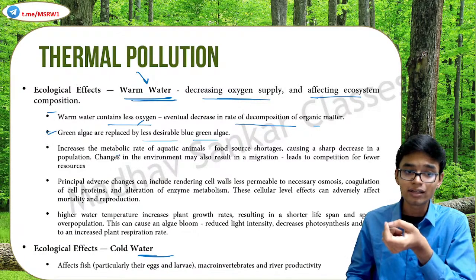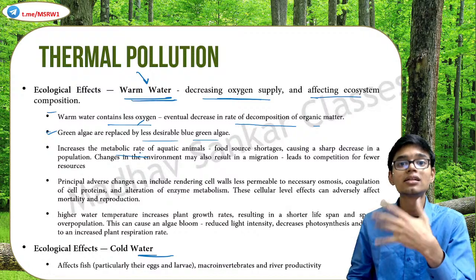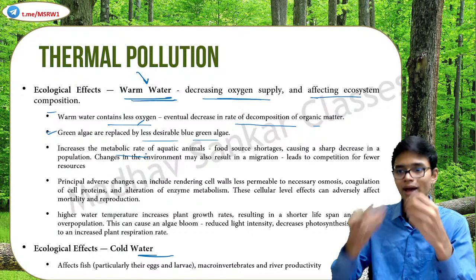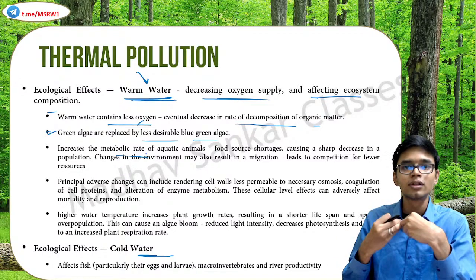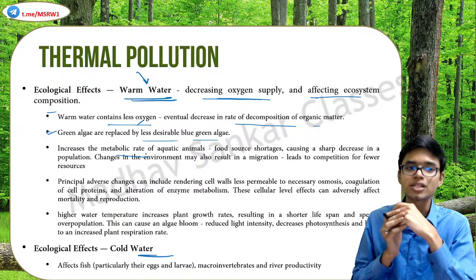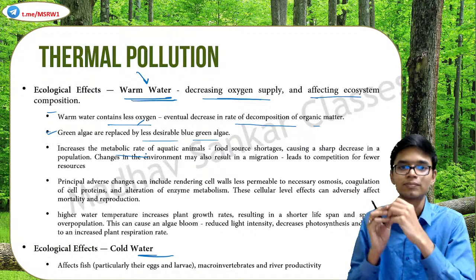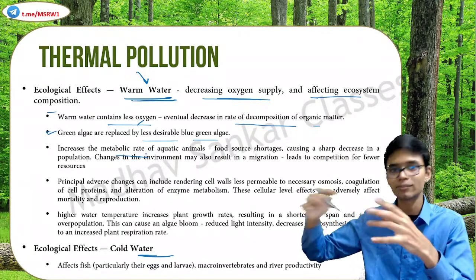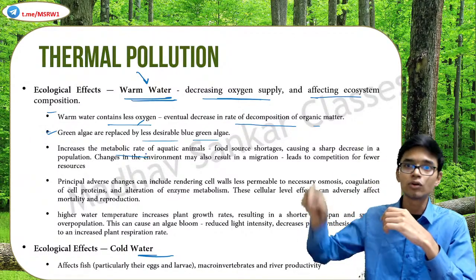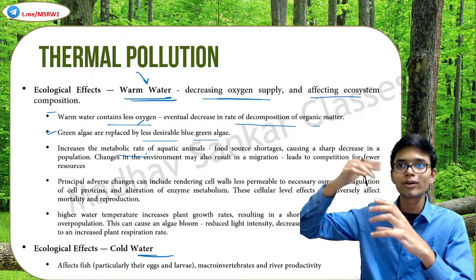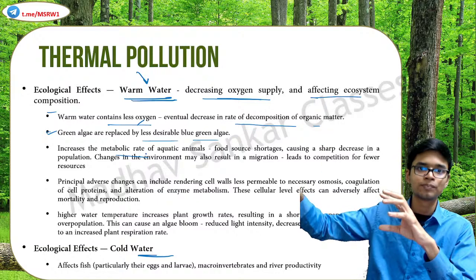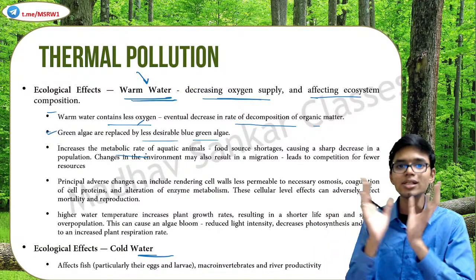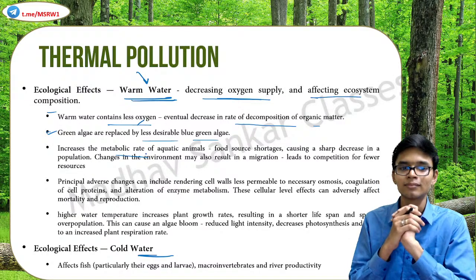The metabolic activity of aquatic animals will considerably increase. So what happens when metabolic activity increases? You will have to consume more and more food. So there will be food shortage in the ecosystem. There will be competition. Okay, when there is a food shortage, you will go to some other place in search of food. That is, the migration will happen. And when you go there, you will enter into a competition with the existing community there. So this is very, very unhealthy. So eventually it destroys the entire thing.